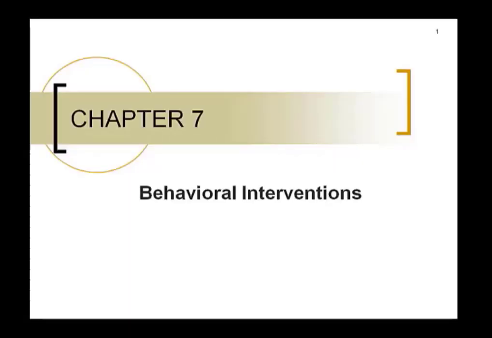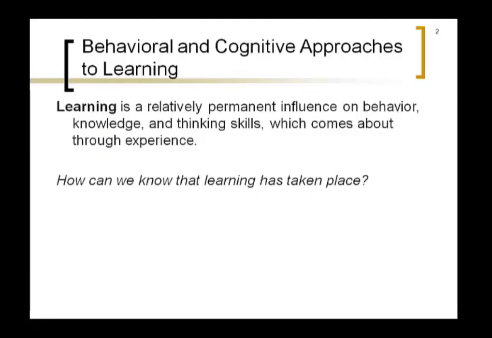Alright, so as I said, today's lecture is going to be a crash course in the basics of behavior modification. And behavior modification could also be referred to as learning. So learning is a relatively permanent influence on behavior, knowledge, and thinking skills, which comes about through experience. One thing to note here, when we're talking about learning and behavior modification, we're talking about nurture rather than nature. We're talking about something in your environment that changes the way you behave or the way you think.